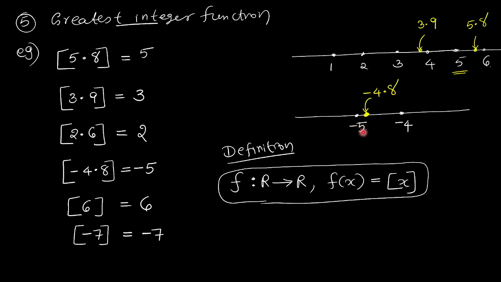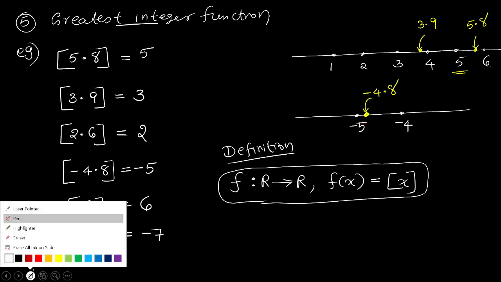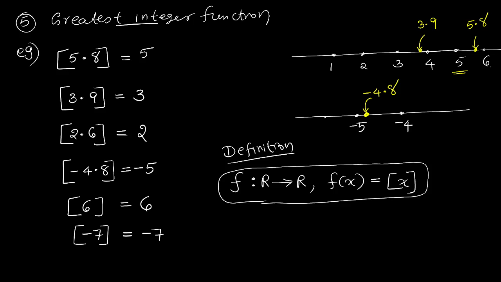Is it correct? Minus 4, minus 5. In this way we plot the number line, right? Minus 5, minus 6, minus 7. In this way the number line goes, right? This is the way the number line goes towards the negative side.